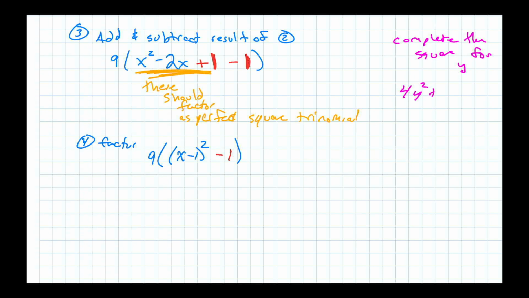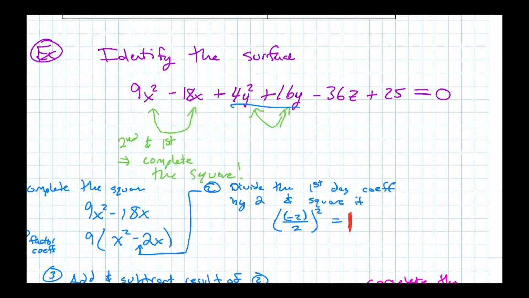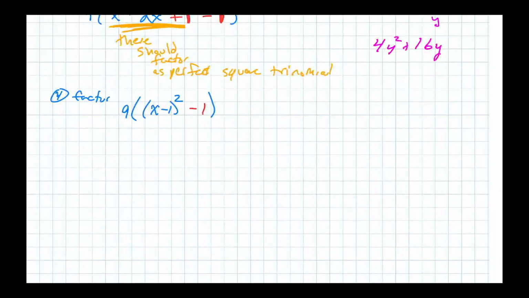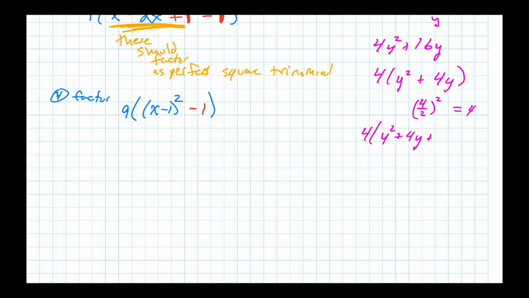So 4y squared plus 16y, was that it? Yeah. So same deal. Factor out the 4. Take that middle term, divide it by 2, and square it. 4 over 2 is 2. 2 squared is 4. So you have 4y squared plus 4y plus 4 minus 4.